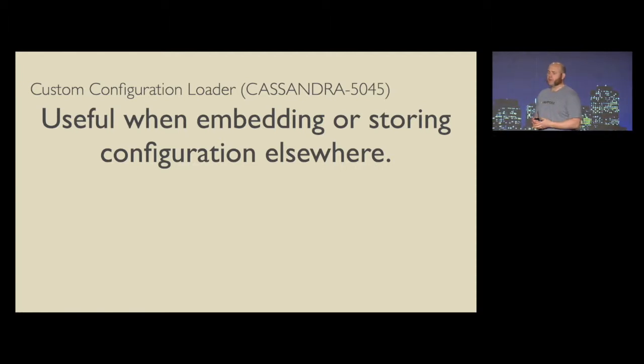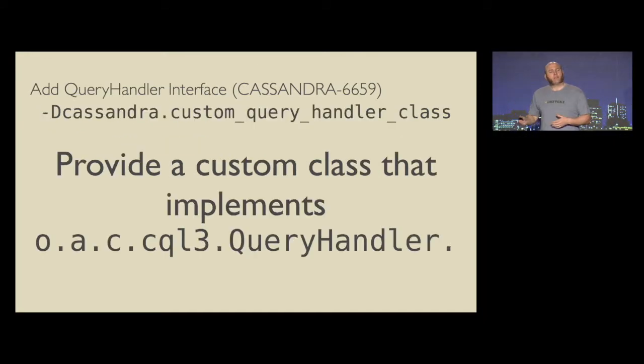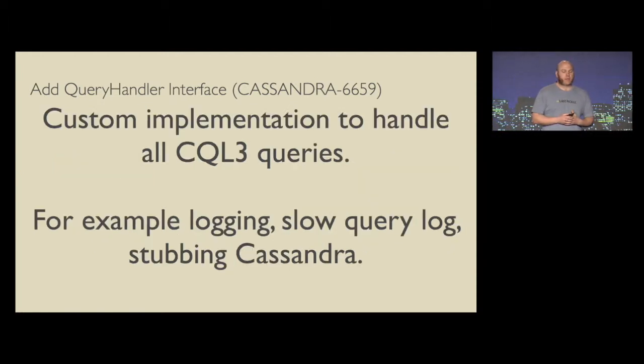You don't want it in YAML, you want it in Zookeeper, for example. There's another extension point, the cassandra.custom_query_handler class. This allows you to specify a class that implements an interface called CQL3 QueryHandler, and allows you to get in between every CQL3 call that comes into the server. So if you wanted to do some extra logging specific to your organization, or you wanted to have your own brand of slow query log, you can do that.